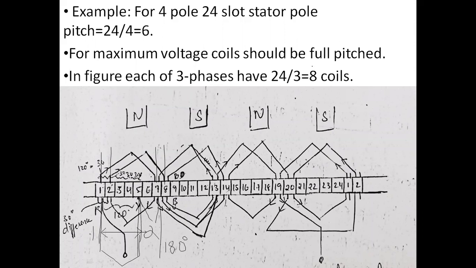Okay, so what is full pitch? If the coil starts at the first slot and ends at 7, there will be 180 degrees electrical apart. But if it ends at the fifth slot only, what happens? It is called short pitch. That means it is lagged by 60 degrees.